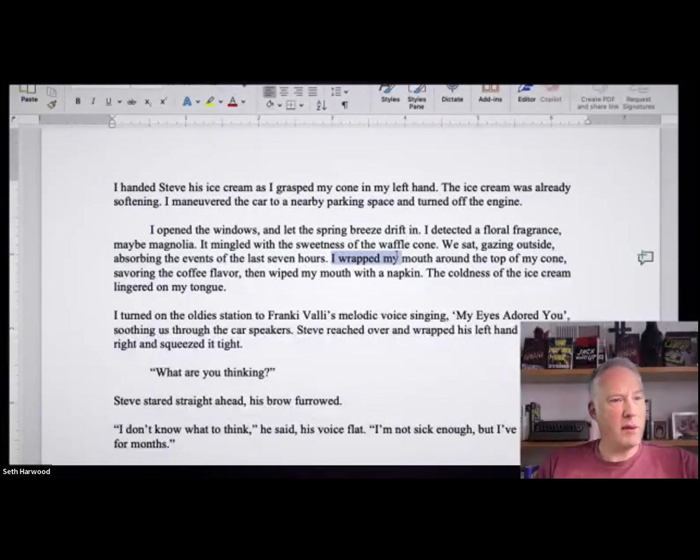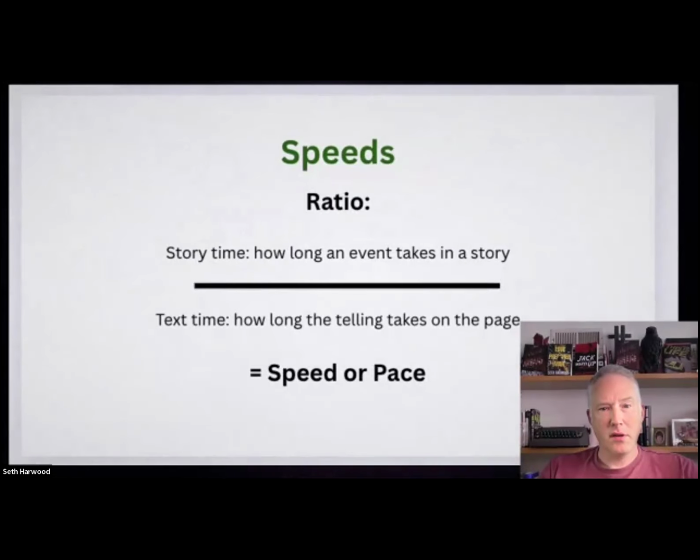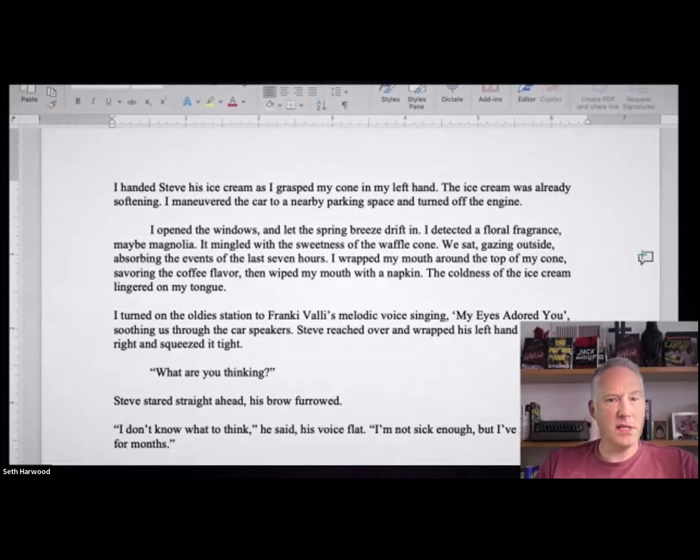And then this one, I wrapped my mouth around the top of the cone, savoring the coffee flavor, then wiped my mouth with a napkin. That's probably 10 seconds or less. So remember, if we think about our ratio, and we're thinking about scene time, or story time, versus text time, that's what we're tracking here. And so in this sentence, story time is similar to page time, text time.